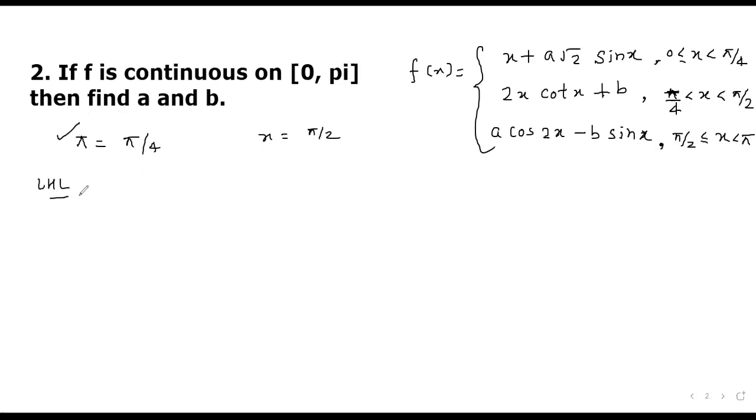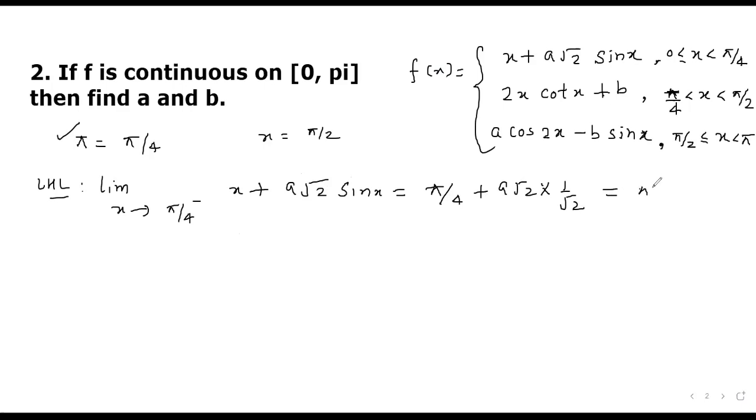So LHL, limit x tends to pi by 4 minus, then the function is this one, x plus a root 2 sine x. We can put the value. It will become pi by 4 plus a root 2 into sine pi by 4, which is 1 upon root 2. So this will give pi by 4 plus a. We have got LHL. Now consider RHL.